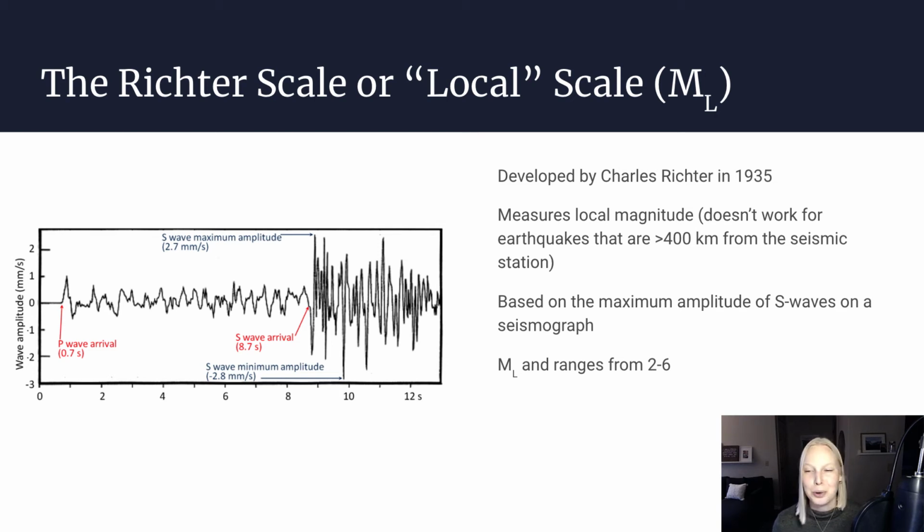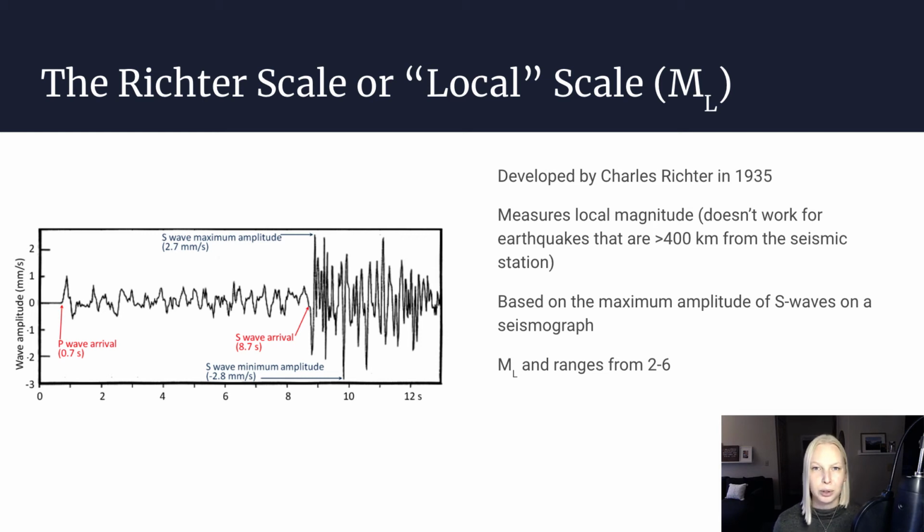The Richter scale measures local magnitude, so it doesn't really work for earthquakes that are more than 400 kilometers away from the seismic station. But it works well for local magnitudes, and it's based on the maximum amplitude of S waves on the seismograph. So when that earthquake hits and the seismograph records the S wave in particular, that S wave amplitude is what we use to give a Richter scale magnitude for the earthquake. And this is an estimate, again, of how much energy is being released during that fault rupture.